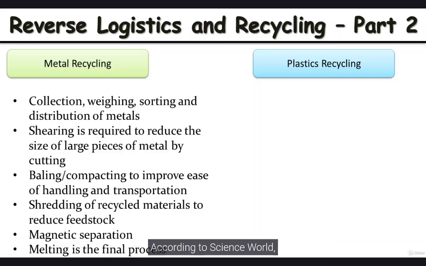According to Science World, the production of every ton of paper bags consumes 4 times more energy than the production of plastic bags. The production of paper bags produces more air and waterborne pollution than the production of plastic bags. And furthermore, the recycling of paper consumes 85 times more energy than the recycling of plastic bags.